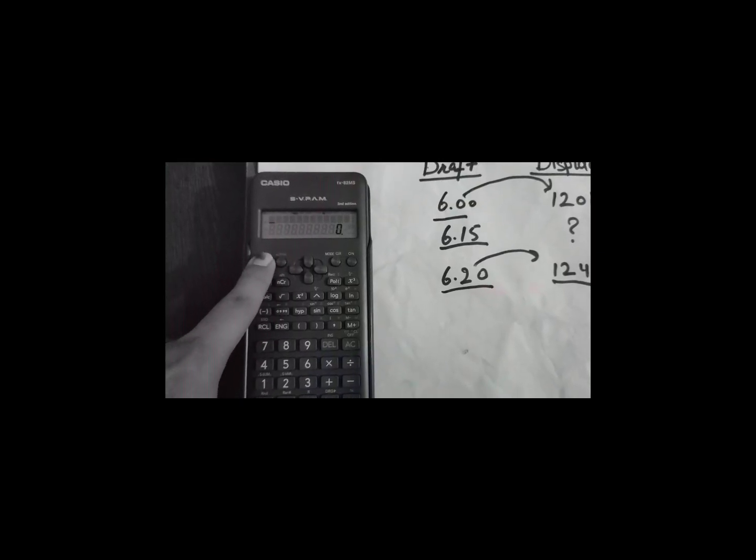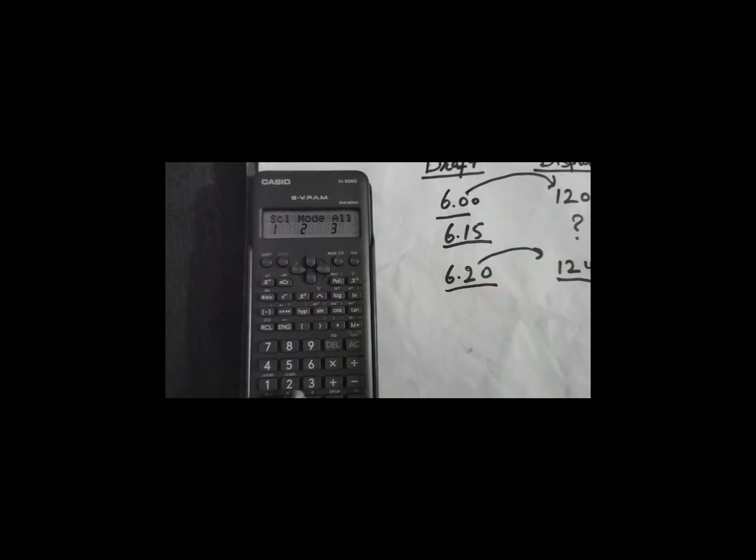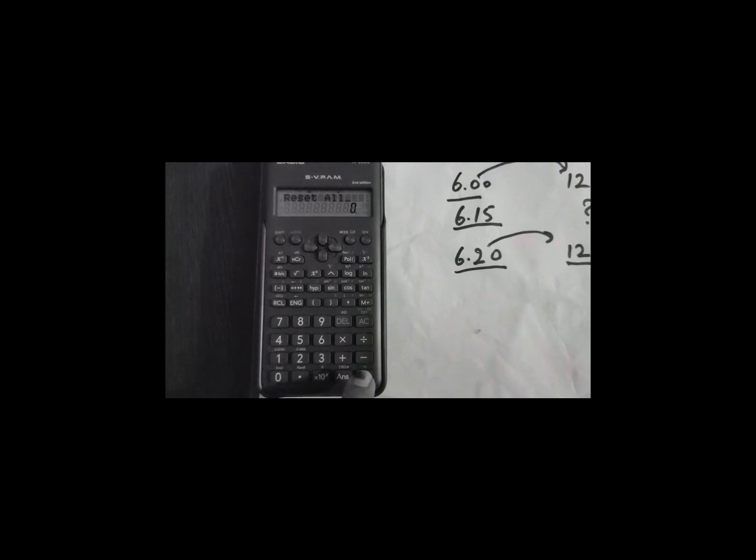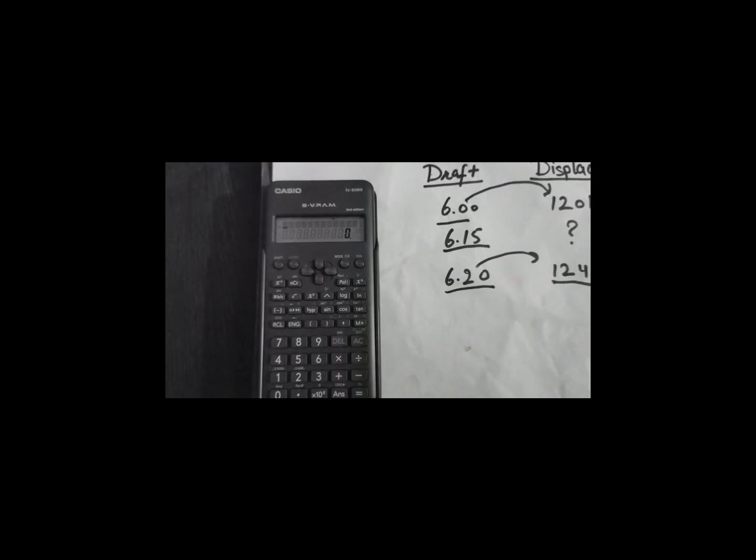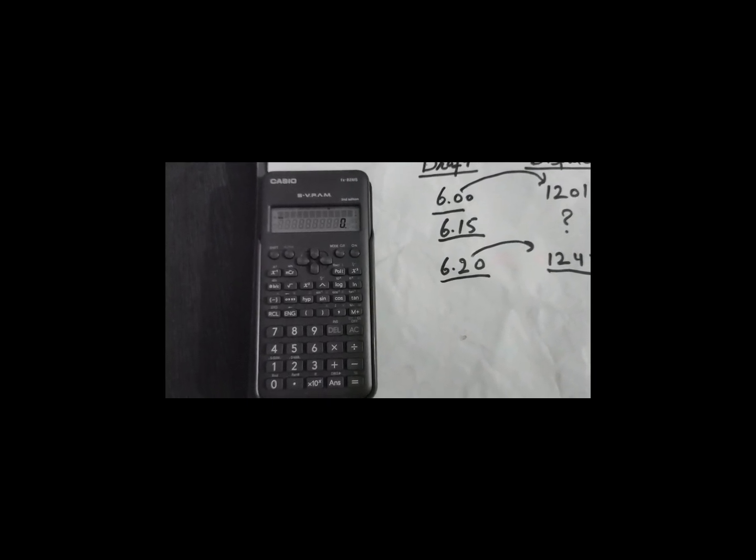Now if you are interpolating further, for that go to shift, then mode, press 3 for all, and then reset. Okay, and now you can enter other values for other interpolation.